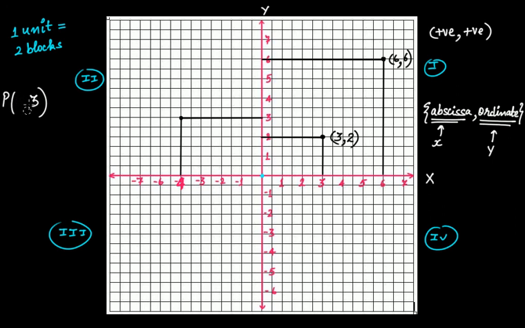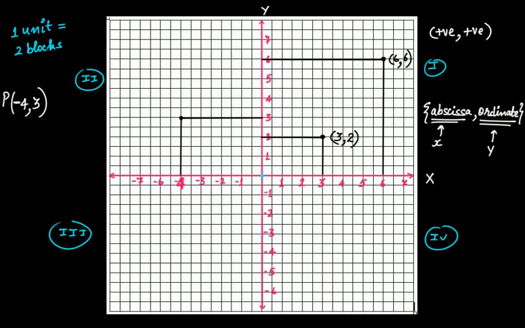You have to put this minus sign here. When you count, the units will be in terms of positive numbers, but you will have to tell at what exact position. I'm sorry, this is -4, comma 3. You'll have to write that exact number, -4, comma 3.